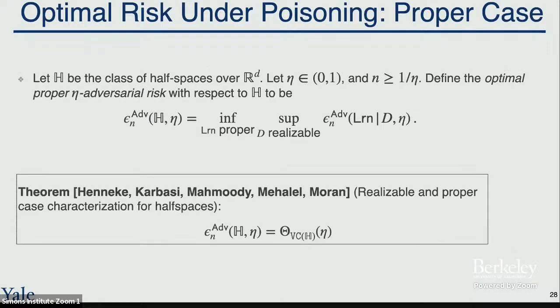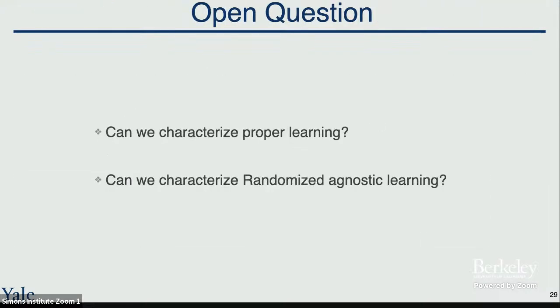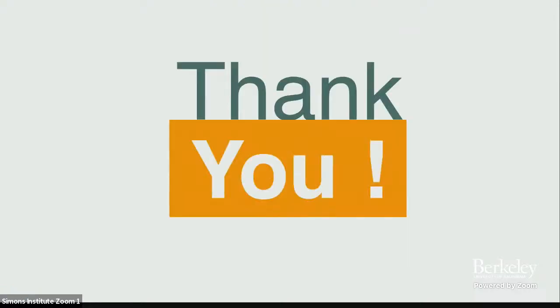Let me skip the proper versus improper. We have some results for proper learning. Maybe the open questions. We actually don't have a characterization for proper learning. We only know it for linear classifiers. And then we don't have a characterization for randomized agnostic learning. What should this factor C be? Is it really unavoidable or not? For deterministic cases, we know that it is unavoidable. So maybe if you have a randomized policy, you can get around it. Okay, thank you very much.